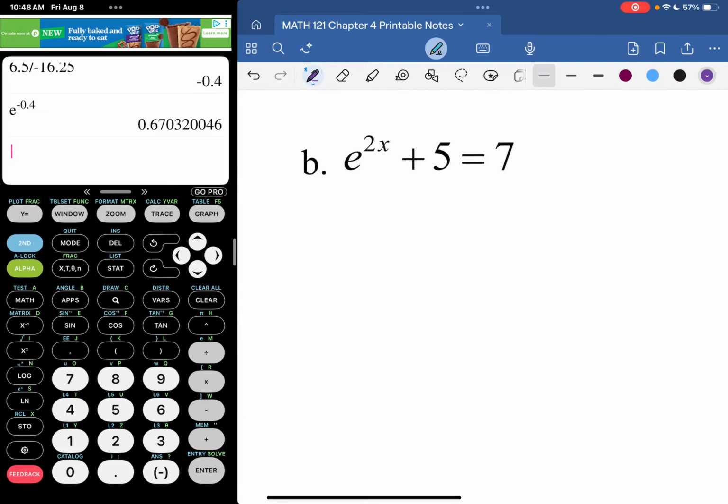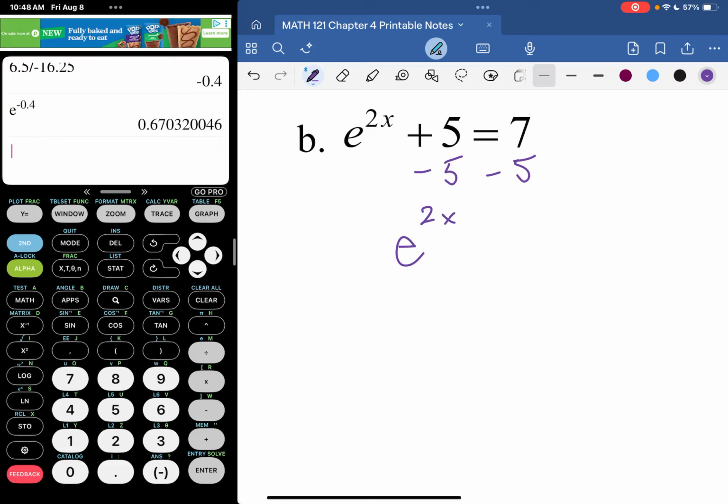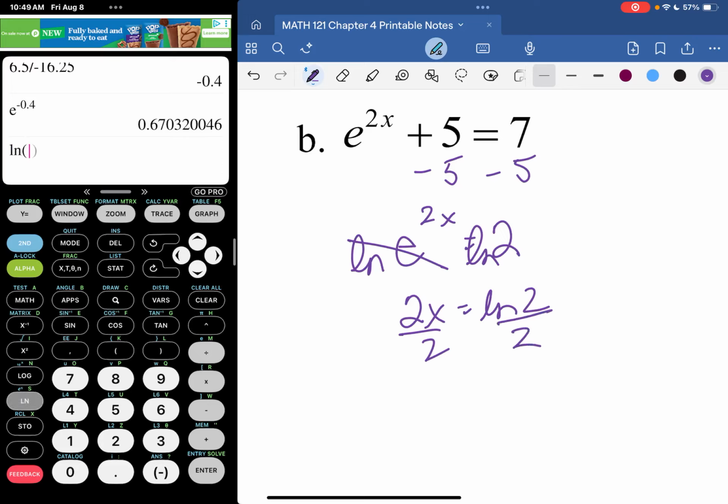All right, and then this one, we're solving an e equation. So I'm going to subtract 5. So I have e to the 2x equals 2. To get rid of e, the opposite of e is natural log. To get rid of a ln, you do e. To get rid of an e, you do ln. So I have 2x equals ln of 2, divide by 2. So it's ln of 2, close parentheses. Careful with the parentheses on logs, it will mess you up. That's 0.3466.